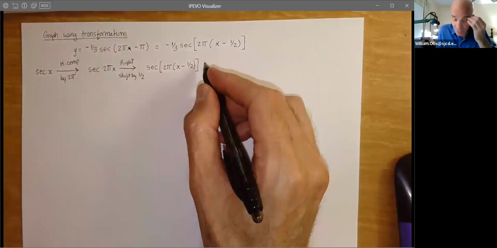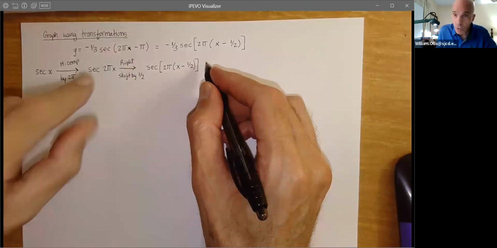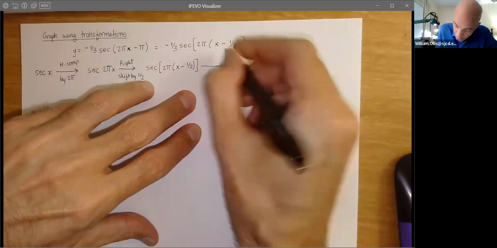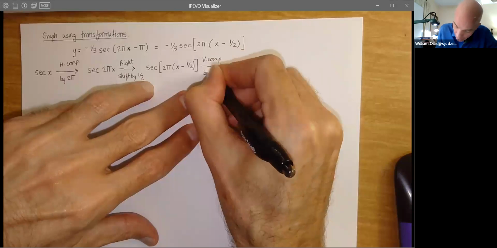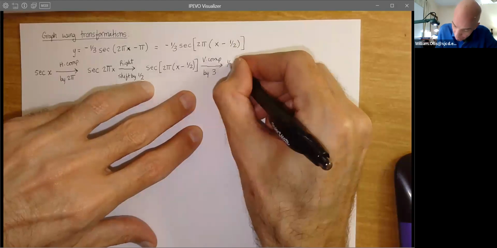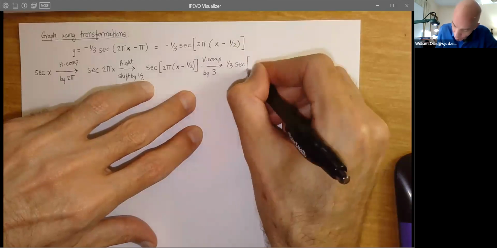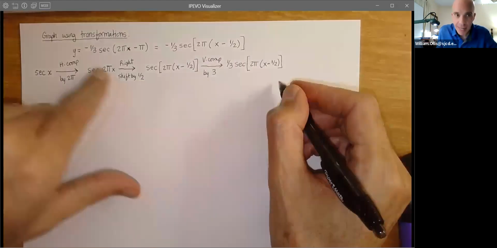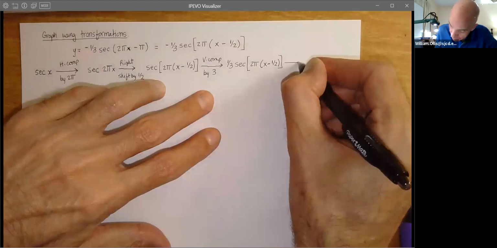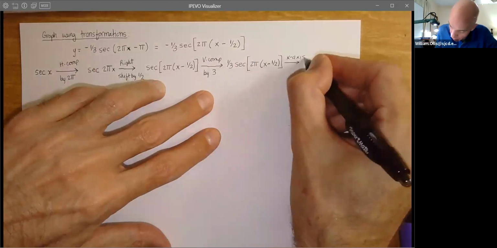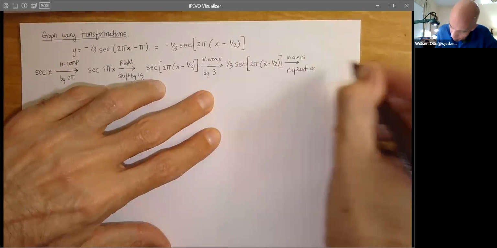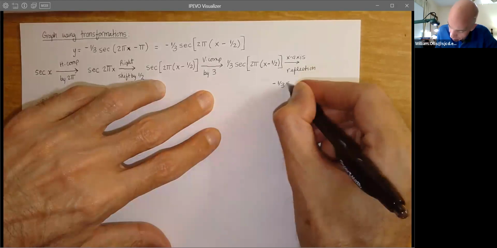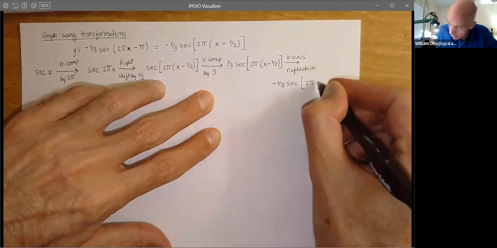So now we're thinking, okay, let's do the easy part. We can do the vertical compression by 3. So that's going to be a 1/3 secant 2 pi x minus 1/2. And then, of course, the x-axis reflection is the negative sign. I'll do this right below since I've got my space right there. So we got negative 1/3 secant 2 pi x minus 1/2.